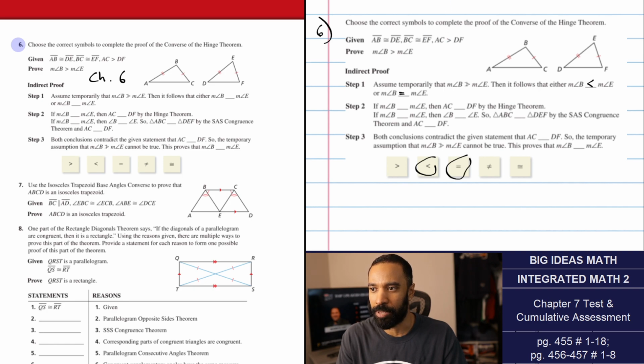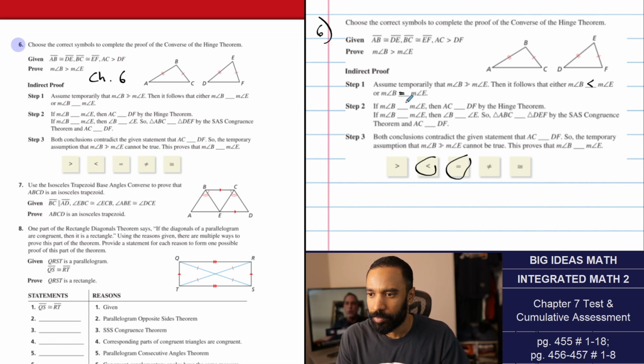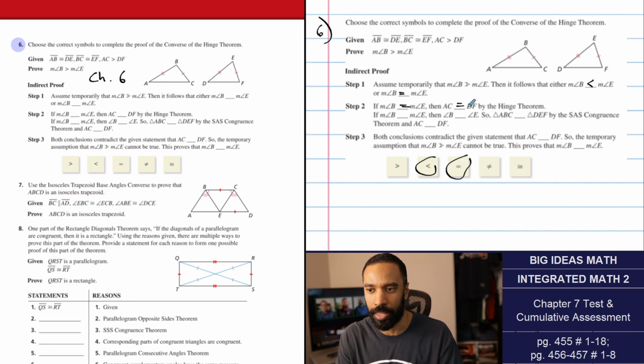If measure of angle B was less than, by the hinge theorem. Let's try the less than. I don't know which ones to fill out yet. I don't know if this is going to be equal or less than or anything like that. I'm not sure yet, but we are assuming that it's not greater than. Let's start with less than and see if this works.